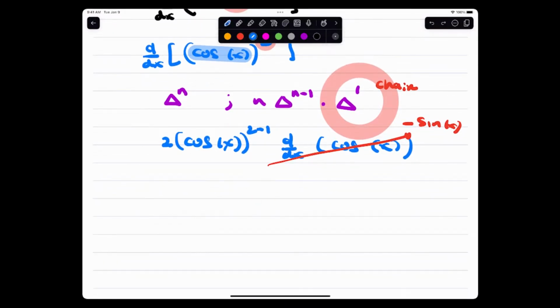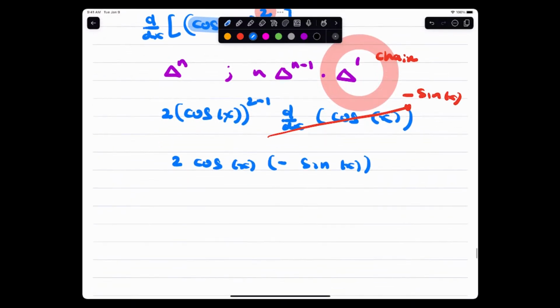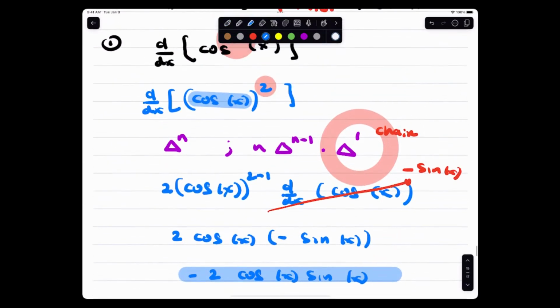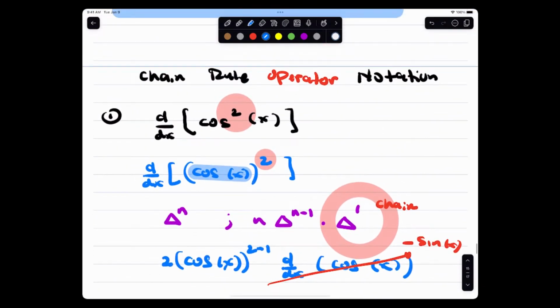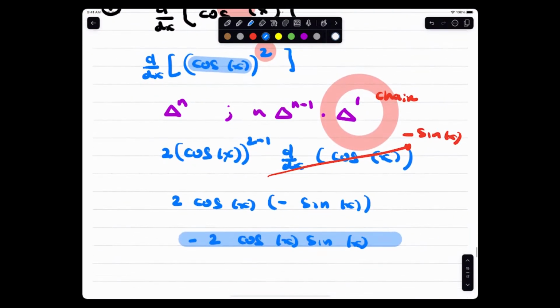So ladies and gentlemen, all together, here's what you guys end up with. It's going to be 2 cosine x, excuse me, minus sine x, and put the negative sign in front. So negative 2 cosine x sine x. Ladies and gentlemen, there you go. Easy peasy lemon squeezy.